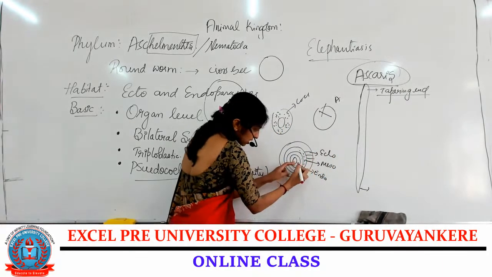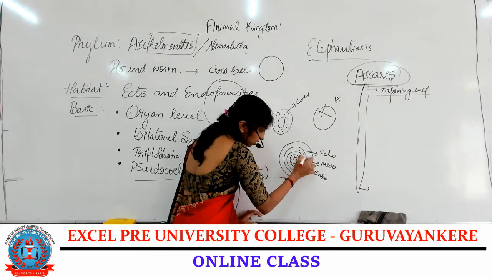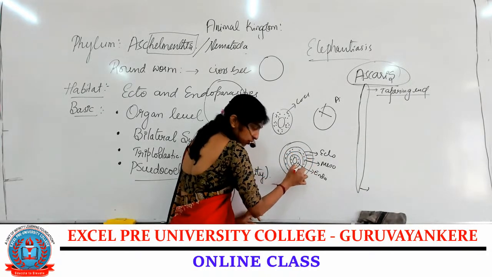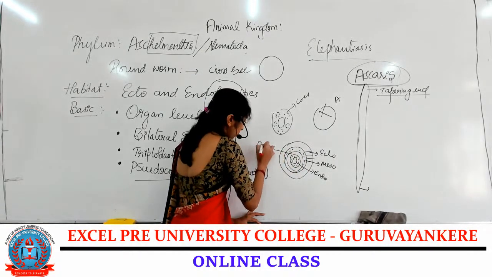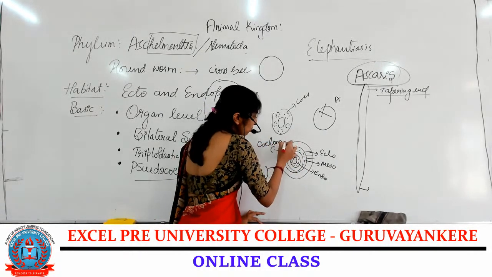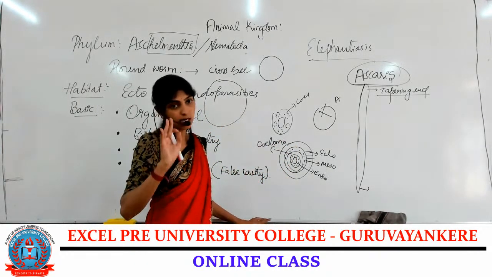Now between this endoderm and mesoderm, the cavity. Between the mesoderm and the endoderm, the cavity is called the coelom. If they have this coelom, then we call them coelomates. If they do not have this coelom, then we call them acoelomates.